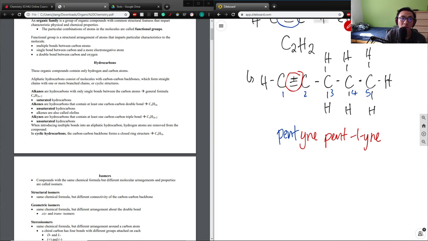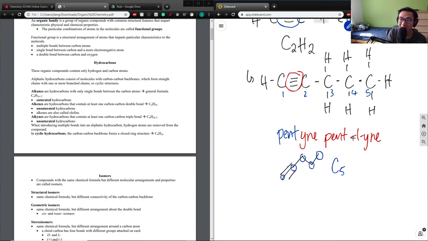Again, I can apply these same rules. Actually, let me do the line diagram first. The line diagram for this structure would have a triple bond first, and then 1, 2, 3, 4, and 5. This would be the line diagram for pent-1-yne, and I'll show you why. Carbon 1 and carbon 2 contain that triple bond. This is carbon 3, carbon 4, carbon 5. And I'll do my chemical formula. I have 5 carbons, and then 1, 2, 3, 4, 5, 6, 7, 8.